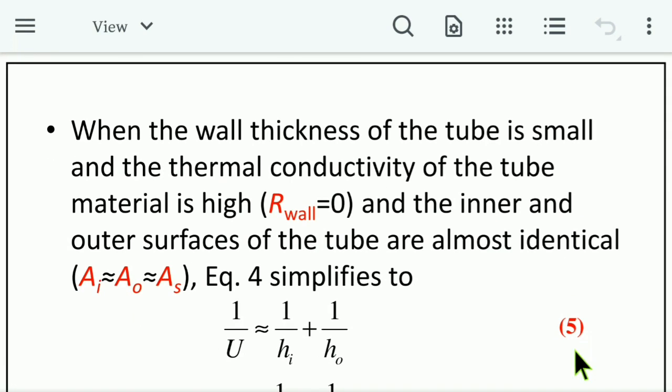When the wall thickness of the tube is small and the thermal conductivity of the tube material is high enough, that means R wall is equal to 0, and the inner and outer surfaces of the tube are almost identical, that means A inner is equal to A outer, that means A surface or A_s. So equation 4 simplifies to 1 by U is equal to 1 by h inner plus 1 by h outer. This one is equation 5.